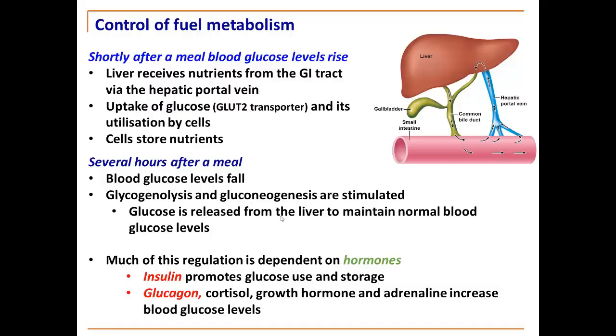And as we've talked about, much of this is dependent on the hormones. Insulin promotes glucose use and storage. So basically after a meal, insulin causes the glucose that is being delivered to the liver to be converted into glycogen. Okay? And glucagon, cortisol, growth hormone, and adrenaline all serve to increase our blood sugar levels. They help to break down the glycogen in the liver into glucose, which can go to our tissues that require it.